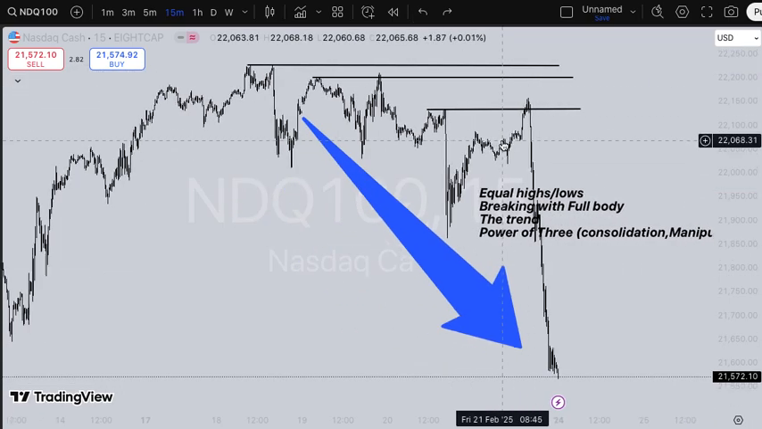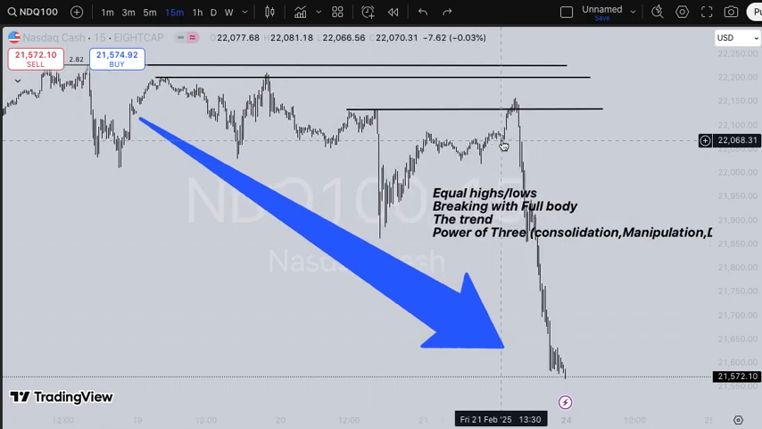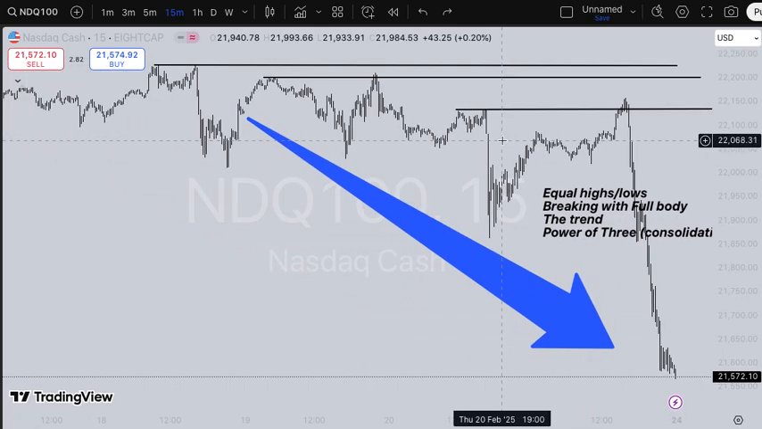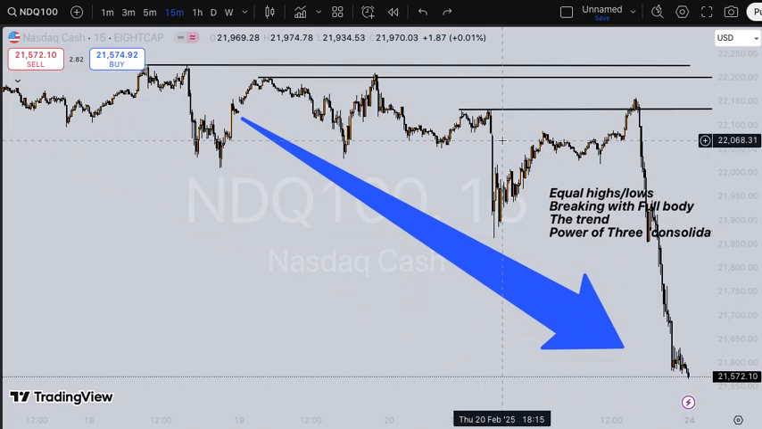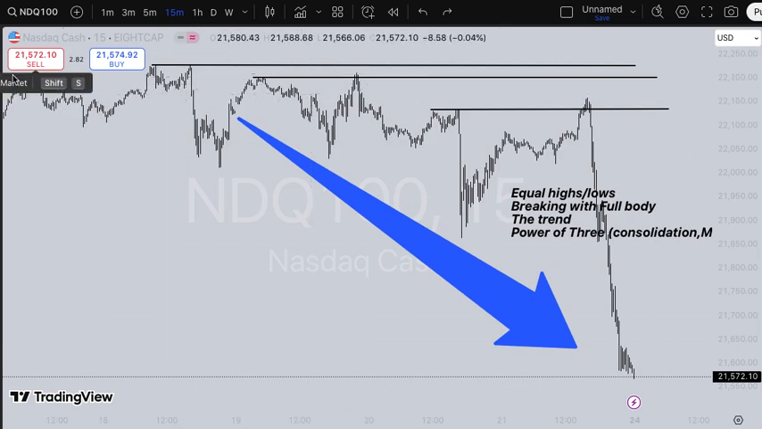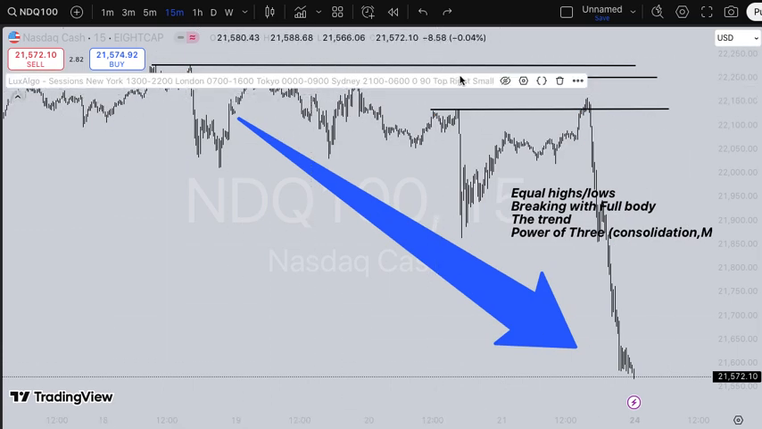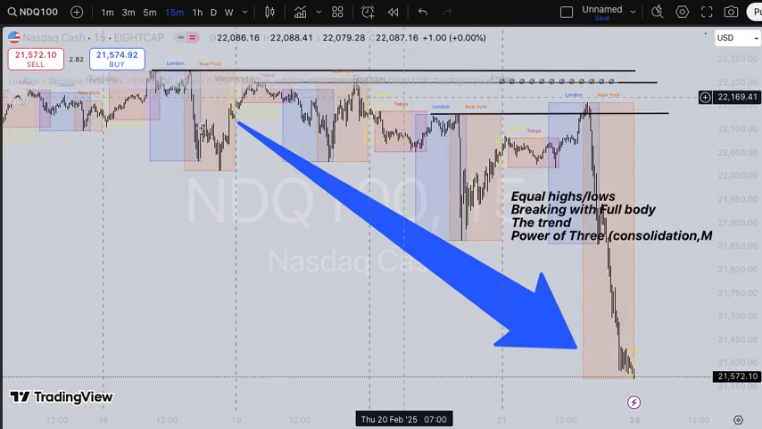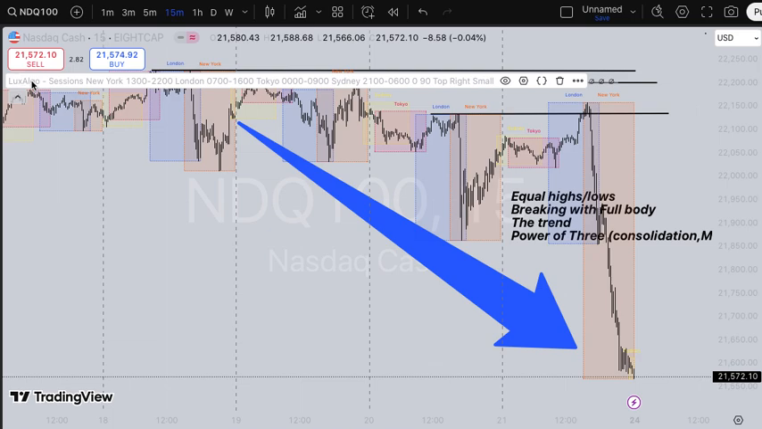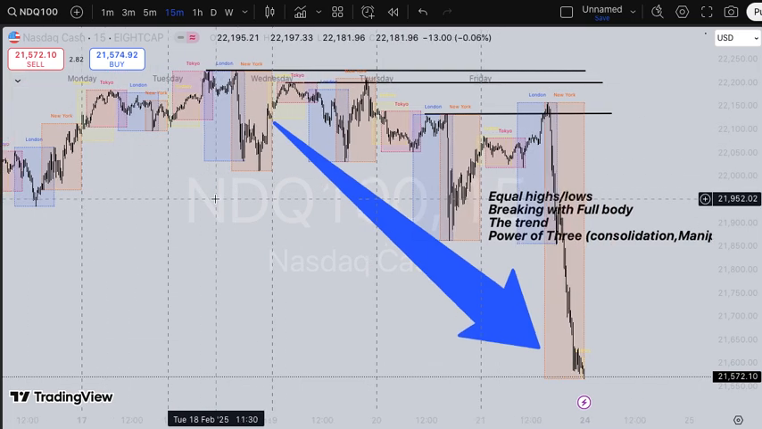That's it. I removed that one. So I showed you power of 3. So let's look at this market so that I can teach you what's happening. We're going to switch on our indicator. What is the name of this indicator? Lux Algo Sessions. Quite simple.